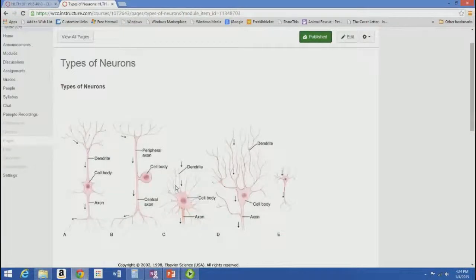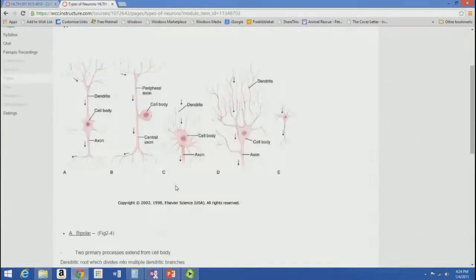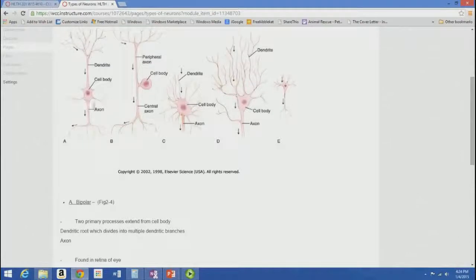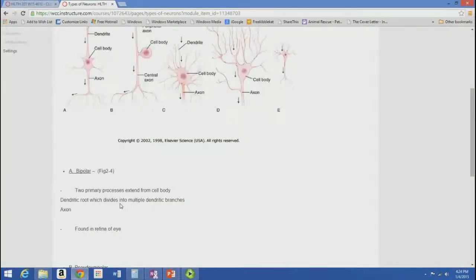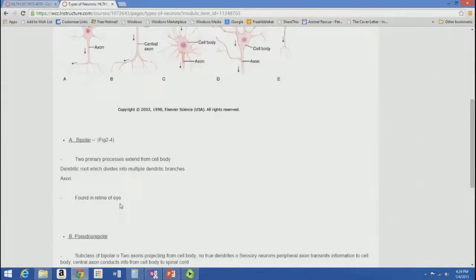So looking at the pictures of the different types of neurons, the one on the far left, figure 2.4 in the book, is the bipolar. It has one dendrite with a bunch of branches and one axon with a bunch of branches, basically, primarily. You can see there's some little other ones there, but it has those two primary processes extending from the cell body. So the retina of the eye is the classic example of where you find those bipolar neurons.